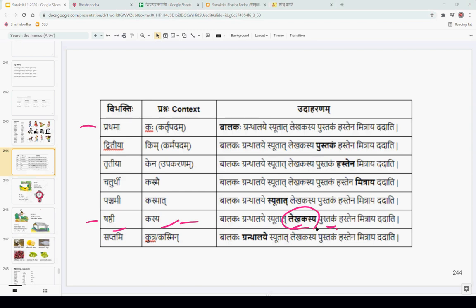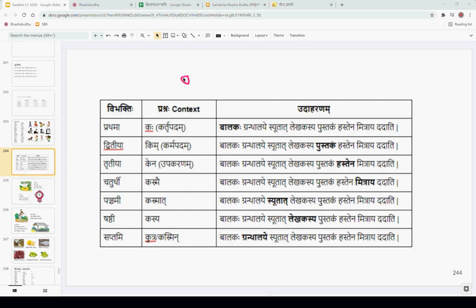And different Shashti Vibhakti forms we have seen, like Akaranta Strilinga, if it is like Rama. What is the Shashti Vibhakti of Rama? This is Strilinga, Akaranta Shabda. So if the book belongs to Rama, how do we say? Ramayaha. Ramayaha Pustakam.